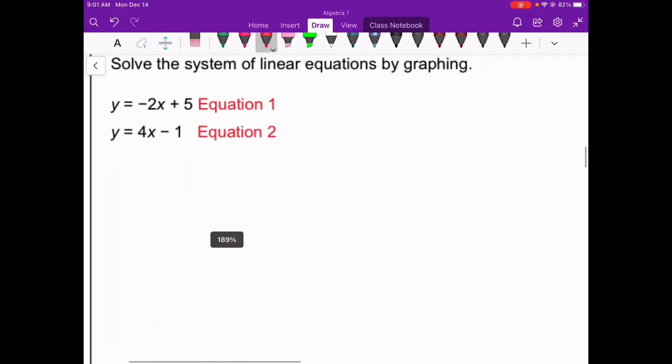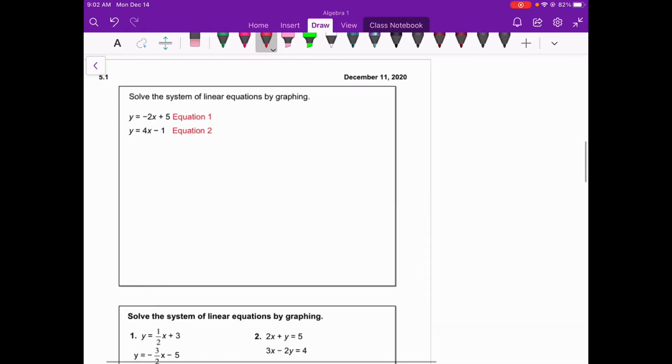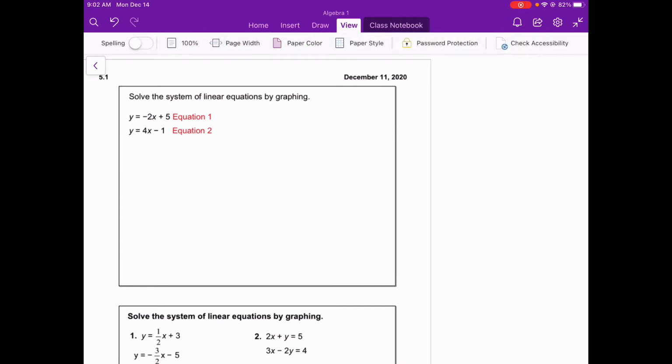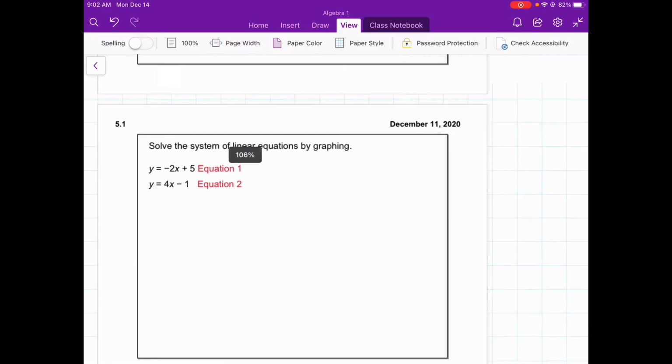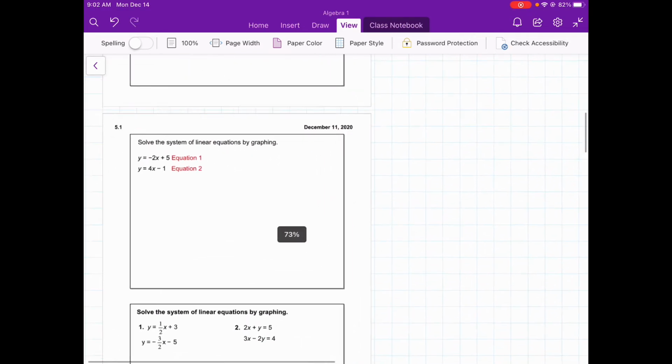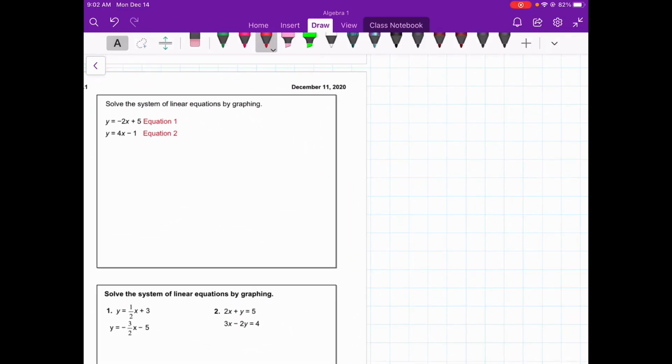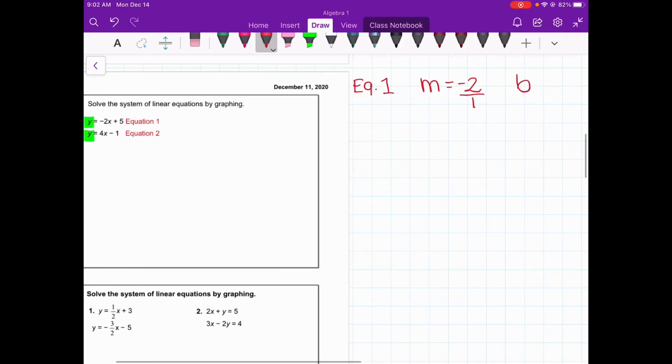So here's problem 1. We're going to need some graph paper, so let me just view paper style. Perfect. Okay. Equation 1, the slope and the y-intercept. First check that y is alone, which it is for both. So we can go ahead and say equation 1 slope is equal to negative 2, the number in front of x, or negative 2 over 1, and the y-intercept b is 5.